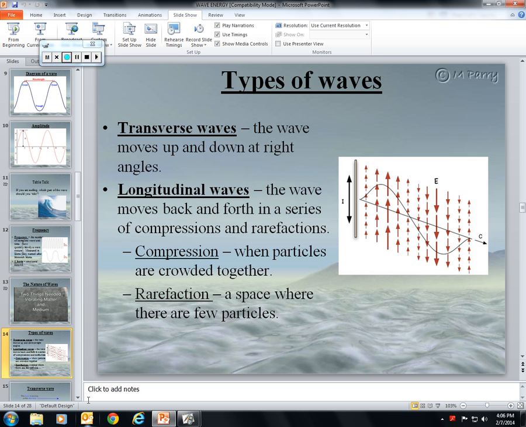A compression is when the particles in a wave are squished together, they're compressed. And a rarefaction is when they're spread apart. So next class, I'm going to get out a slinky and I'm going to show you what I mean.